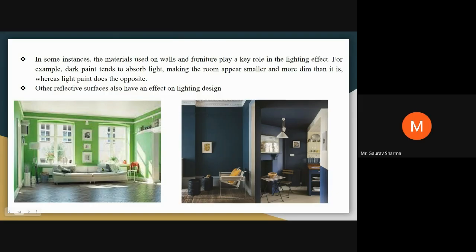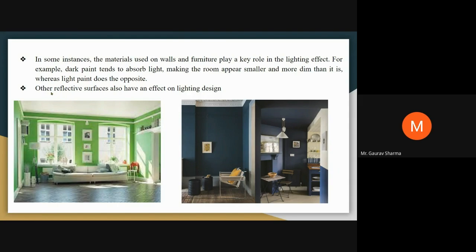Due to light colors, there will always be a very well bright room. Whereas in the case of a dark room with dark paints, the lighting will not be as active. It may be possible that in both cases the amount of lighting coming in is the same, but the amount of lighting we can observe with our eyes will be affected, right? So in that way the color plays its role in the lighting conditions also.